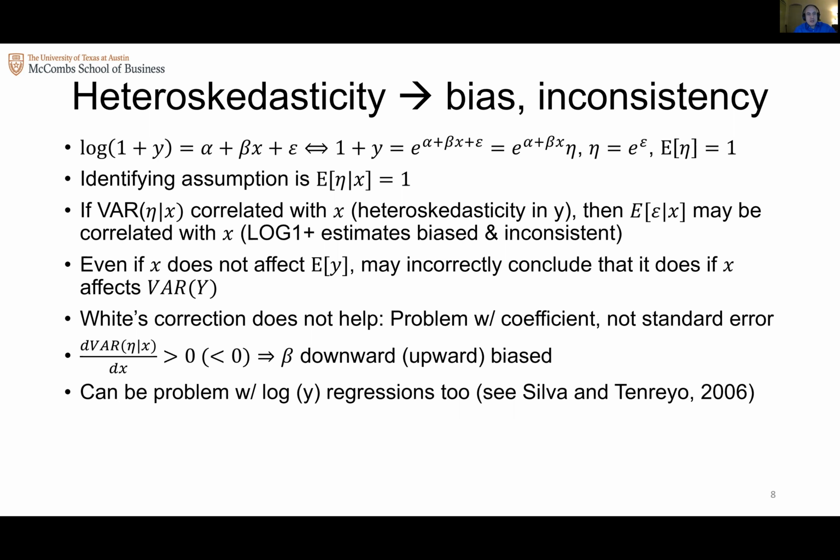Even if x doesn't actually affect y, we may incorrectly conclude that it does affect y if it affects the variance of y. And again, when we think about how we might solve this problem, the natural way we'd deal with heteroskedasticity is to think about something like White's correction.